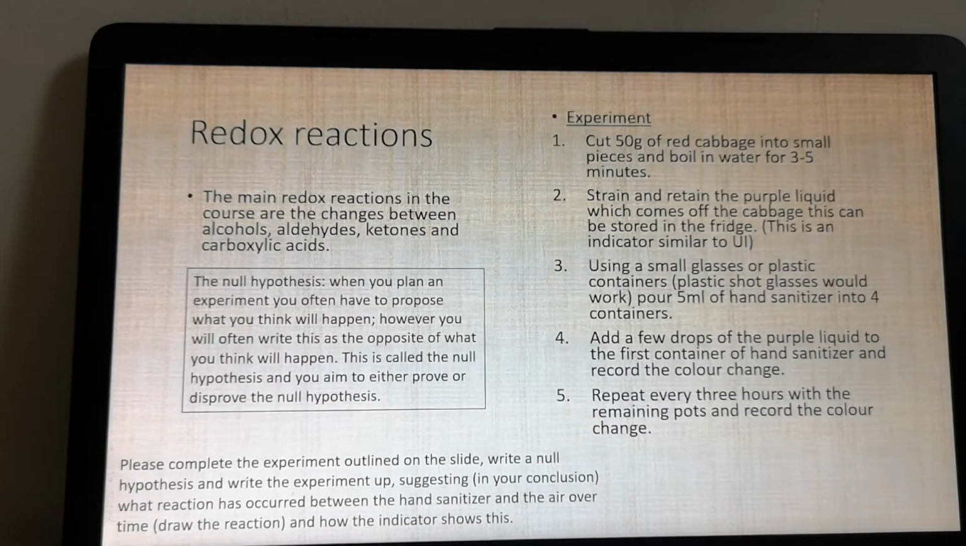I'd just like for you to record what color changes you see, and then I'd like for you to write this up as an experiment. I'd like for you to include what we call a null hypothesis. That's where, when you plan an experiment, you often say, I think something's going to happen. And for some reason, when you actually go to do these experiments at uni, they ask you to write what's called a null hypothesis, which is the opposite of what you think is going to happen.